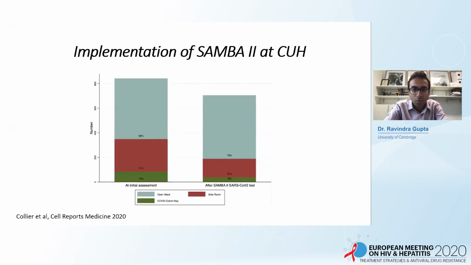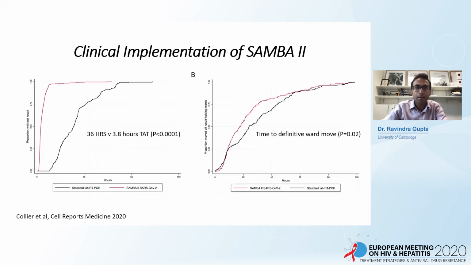In addition, we were able to move patients much more quickly, and this graph shows you where patients went to. You can see here that the number of patients needing a side room went from 30% down to 20% because we were able to make a diagnosis of either them being positive for COVID, so that they could go to a cohort bay, or they could go to an open ward where there were COVID negative patients.